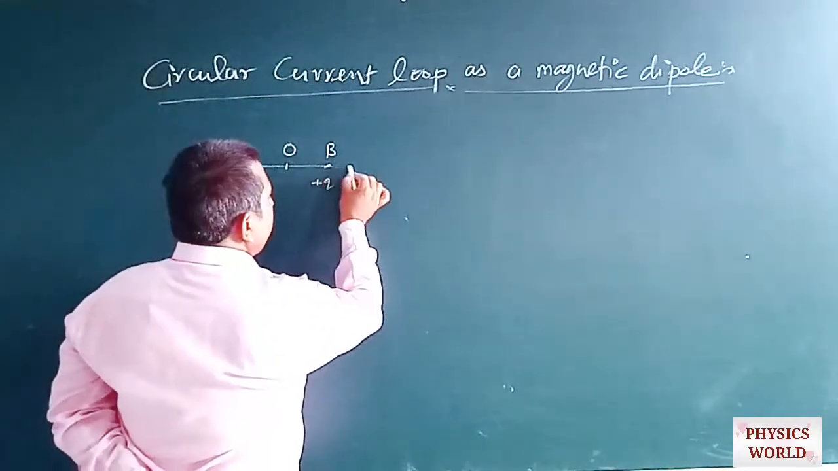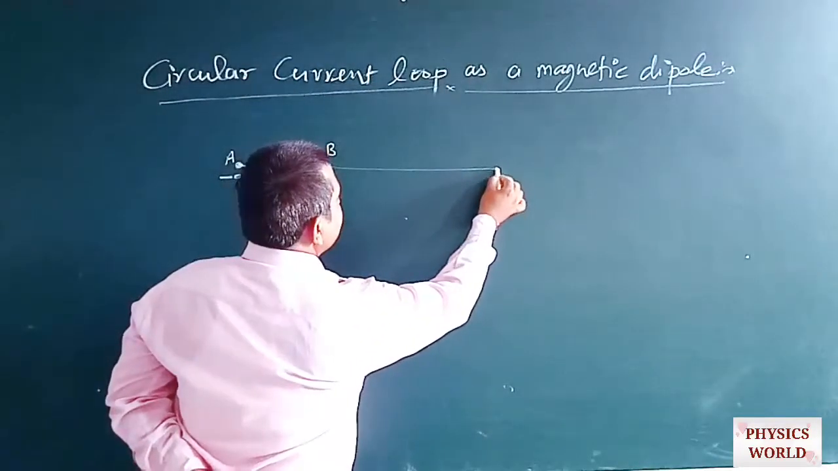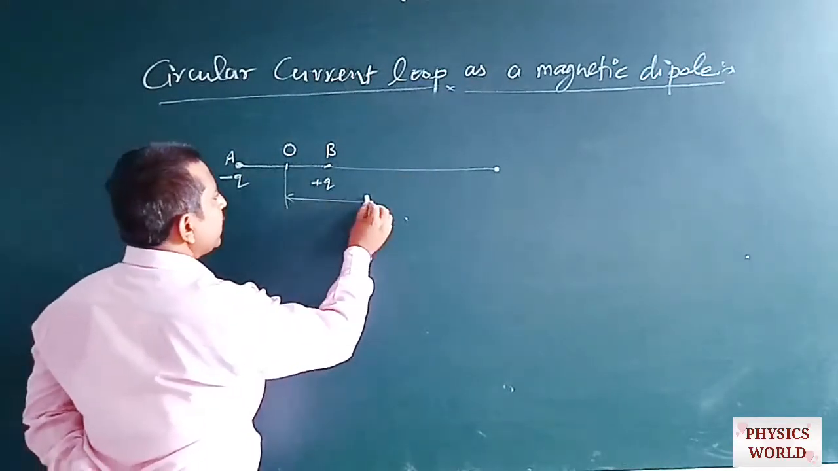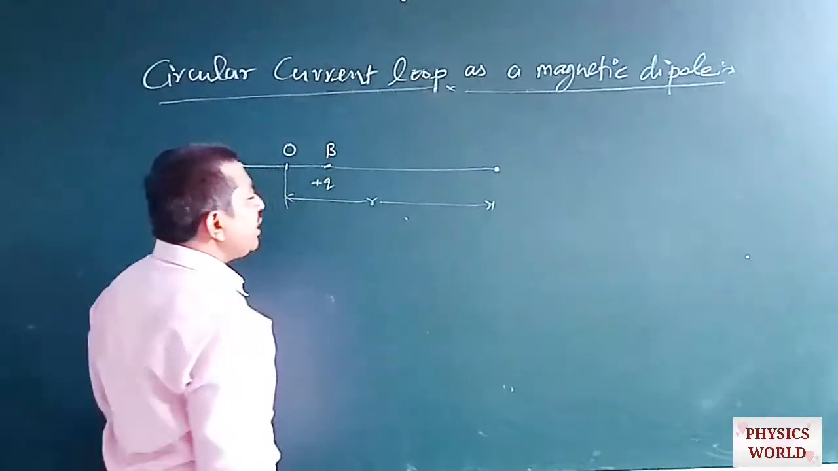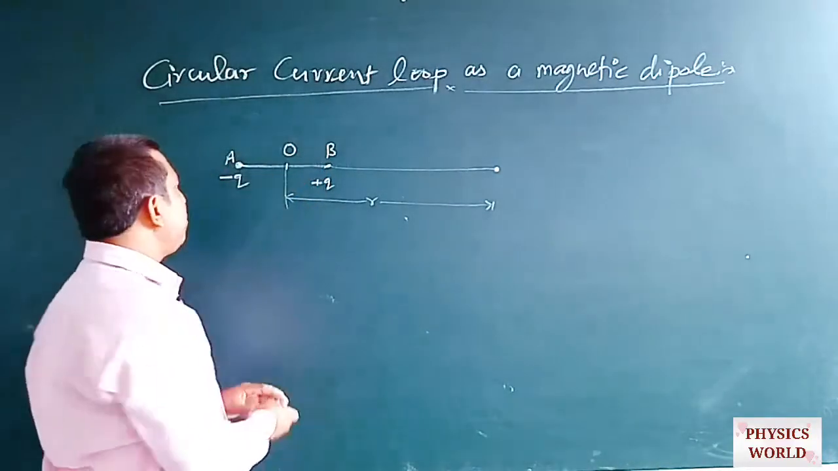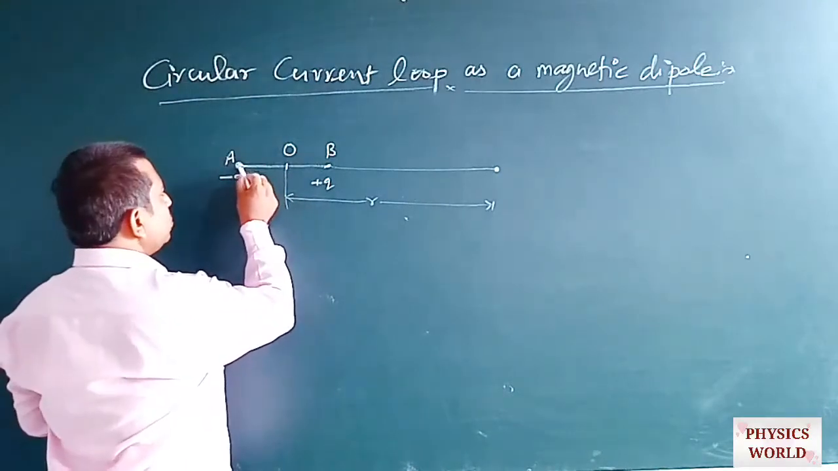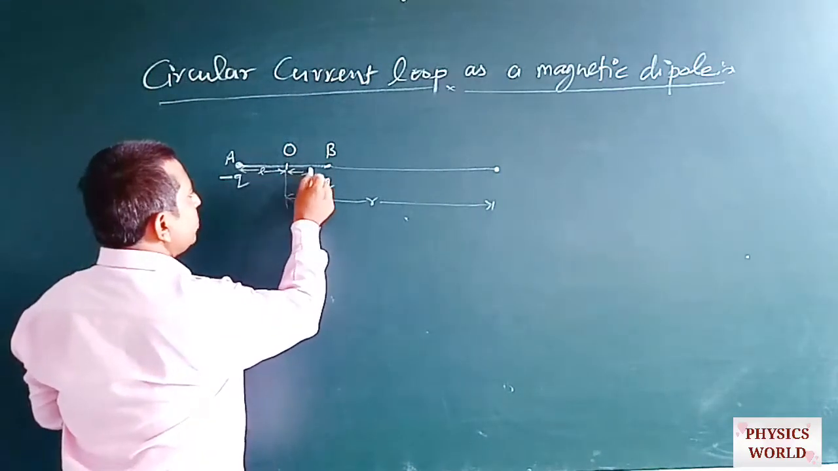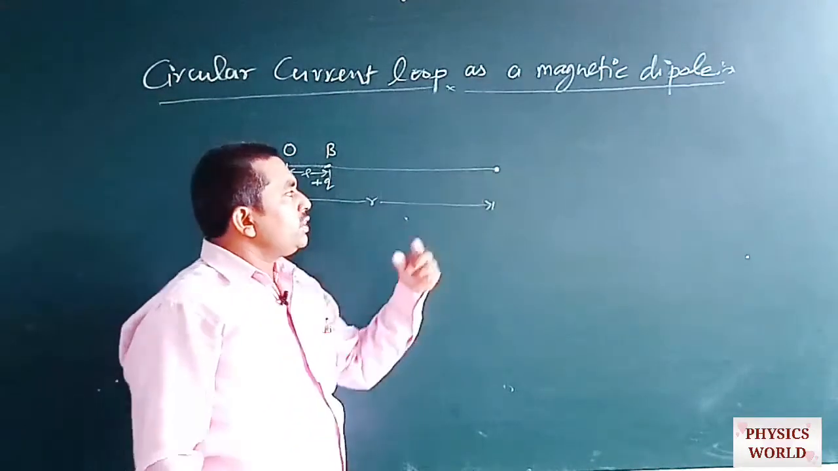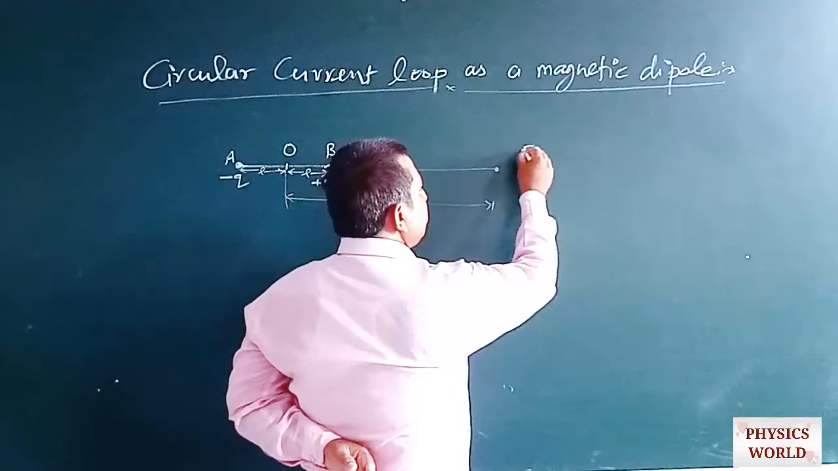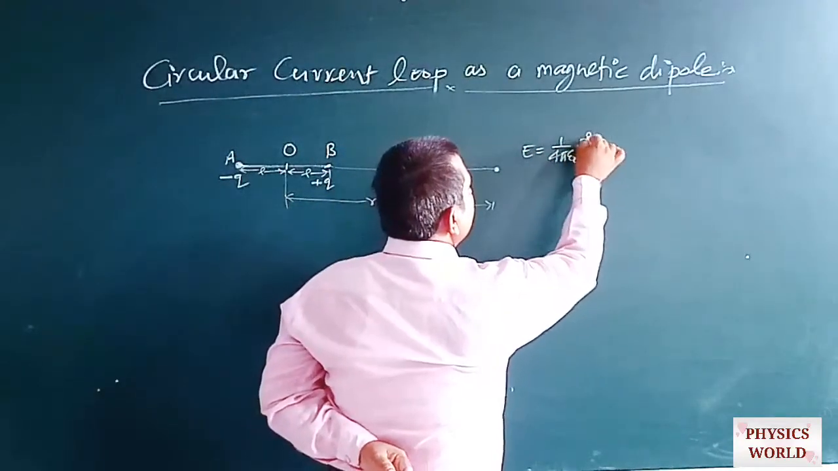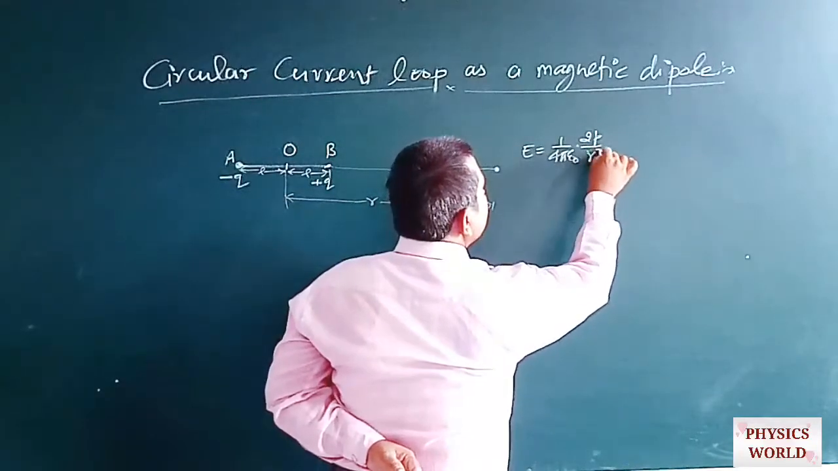Then if you want to calculate the electric field intensity at an axial point from the dipole which is placed at a distance of r, which is very large in comparison to the separation of the dipole, that is twice of L. So this one is L and this one is L. So what will be the value of this electric field intensity? This can be provided as 1 by 4 pi epsilon naught twice of P by r cube.